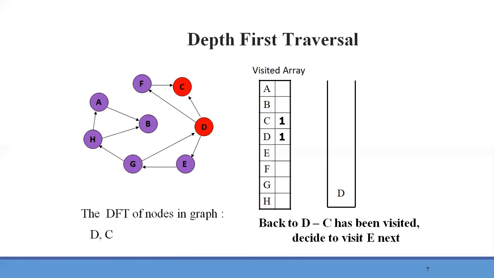For backtracking, we need to remove this node C from the stack, and removal of the top element from the stack is called the pop operation. So pop the stack and restore to the previous state. Now we have restored to the previous state where D is the top element in the stack.